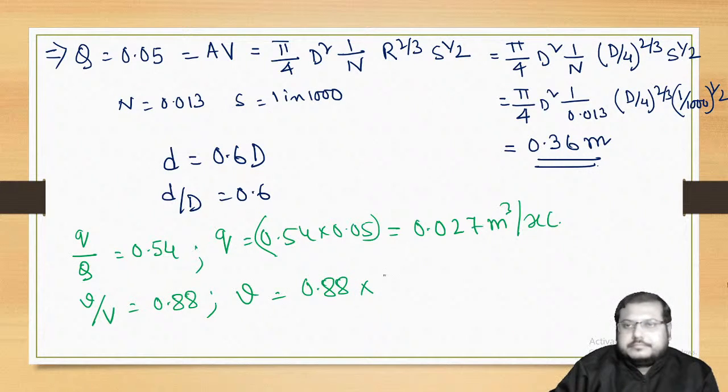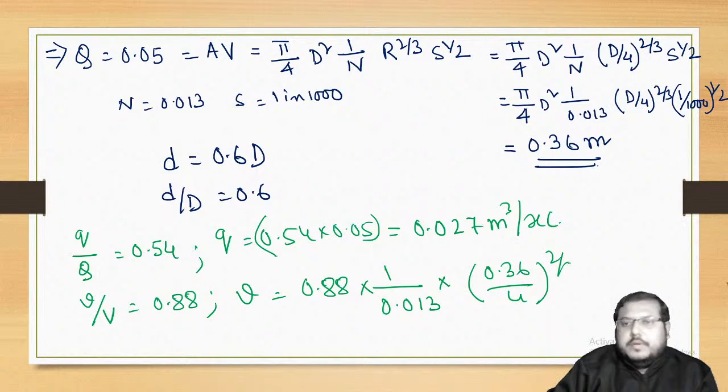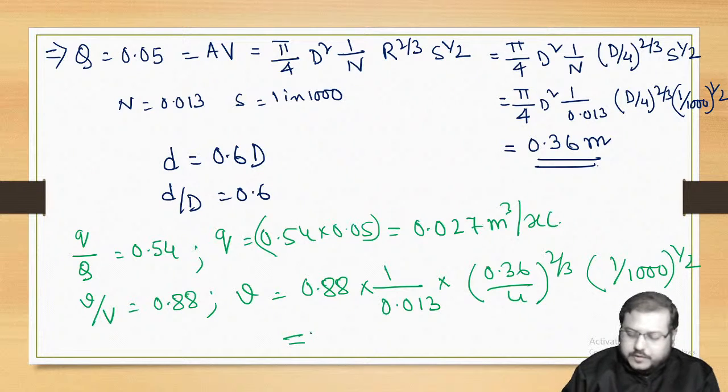into 1 by n, 0.013, into d by 4, 0.36 by 4 to the power 2 by 3, 1 by 1000 to the power half. Small v is given as 0.43 meter per second.